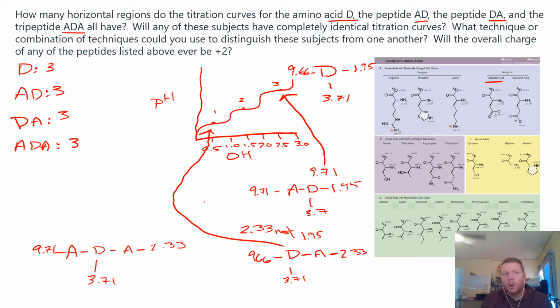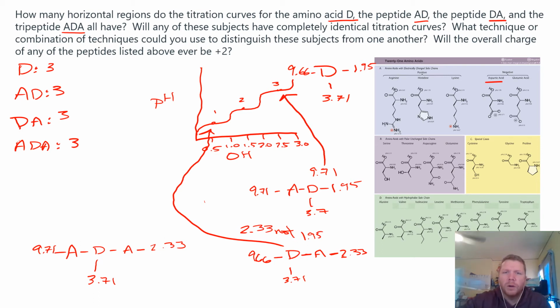So to answer part 1 of this question, how many regions do the titration curves for all of these have? The answer is 3. Will any of them have completely identical titration curves? Now that question is not to compare. Arguably this is simply a yes or no question, so I'm looking for yes or no. And the answer to this question is no, none of them will.